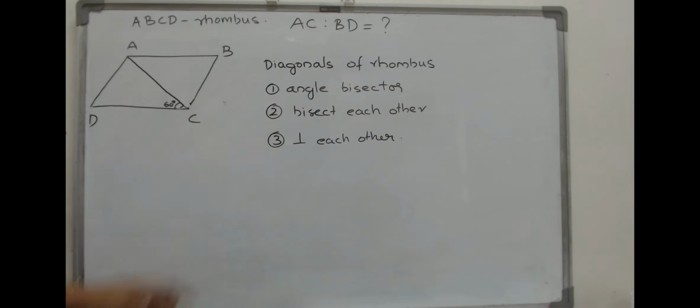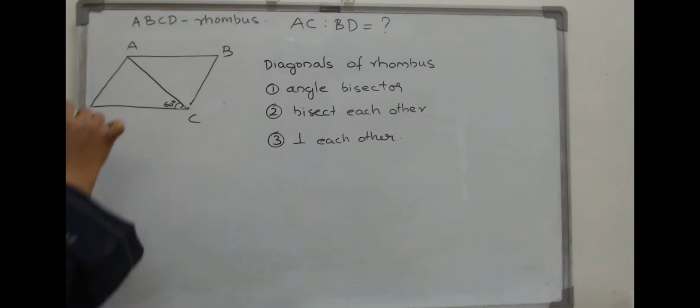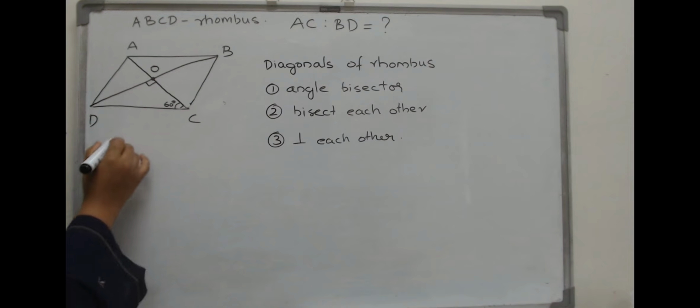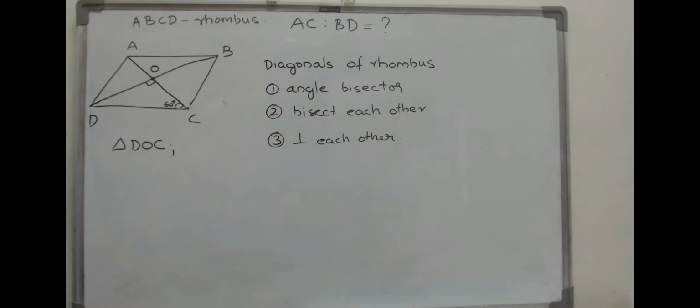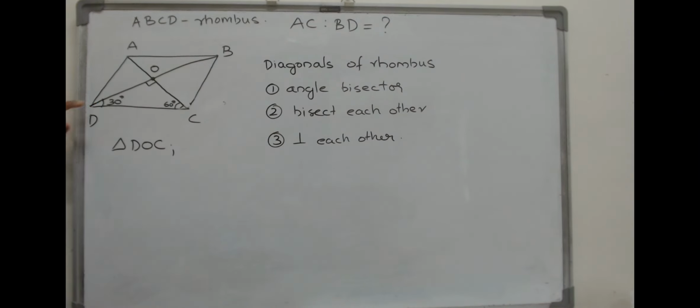What else does the diagonal of a rhombus do? They are perpendicular to each other. So here you have a right angle, or in other words, this triangle DOC, what do you know about it? It is a right triangle. You have a 90 degrees here, you have a 60 degrees here. Then what will be the third angle? The sum of angles of a triangle is 180 degrees, which means the angle here will be 30.